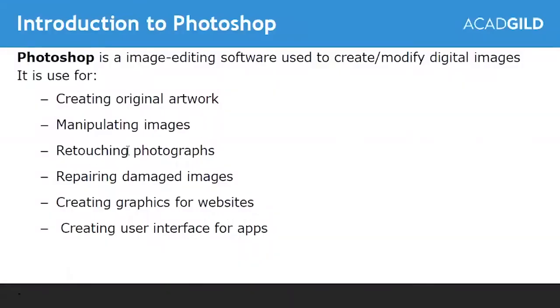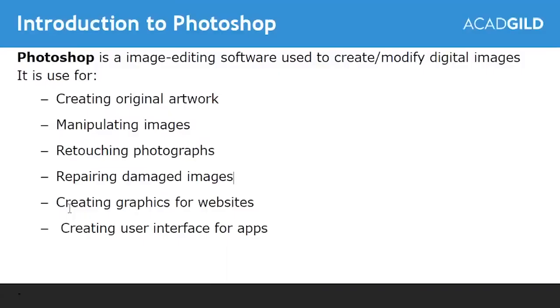Retouching means if you have old photographs, you can make them more colorful. If you have some spots on your face, you can remove those spots. You can remove the wrinkles. That is called retouching. Repairing damaged images: if your image is not good, or maybe it's damaged, then you can repair your image in Photoshop, by scanning your image, or there are many different methods for repairing it.